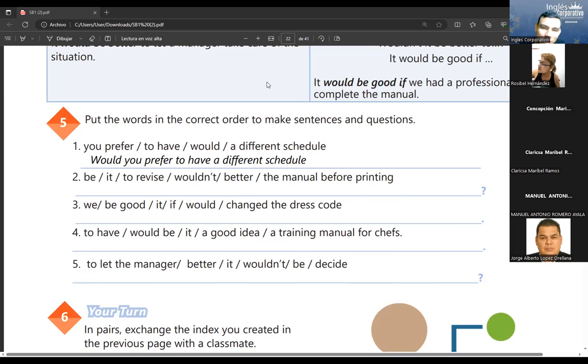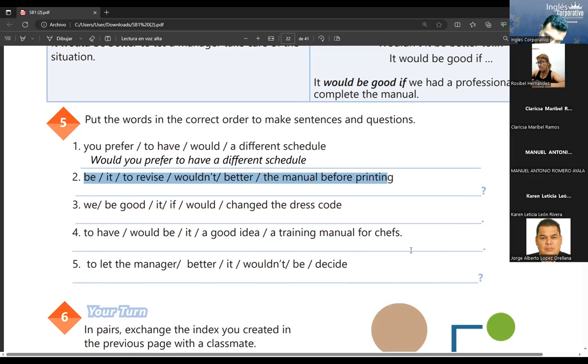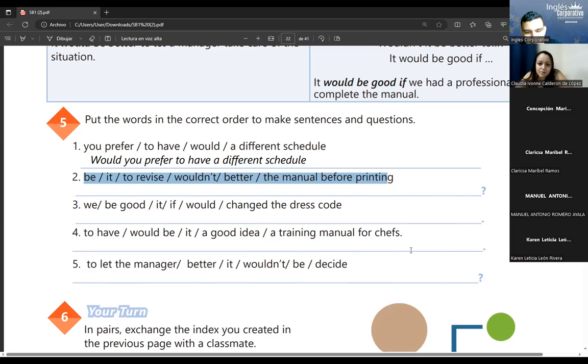Okay, very good. All right, let's put in order the words from exercise number two. ¿Cómo sería el ejercicio número dos? It would be better to revise. Okay, it would be good if we change the dress code. Number three, right? It would be good if we change the dress code. All right, number four.